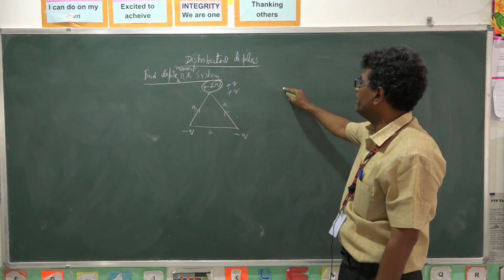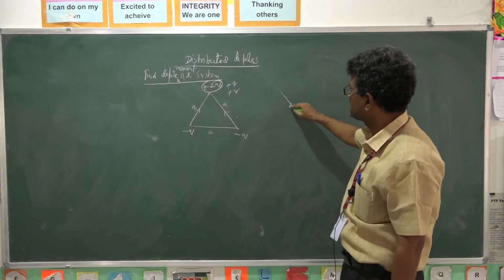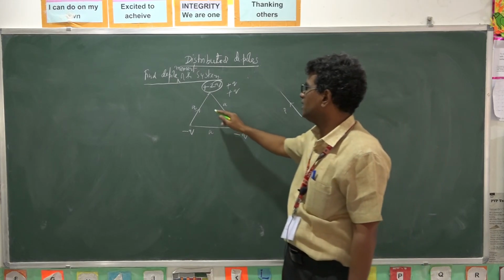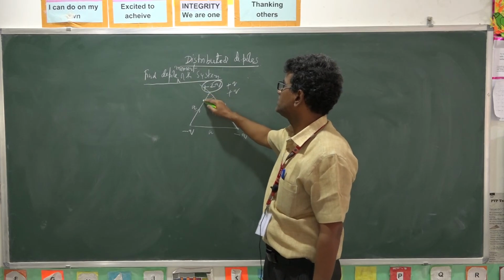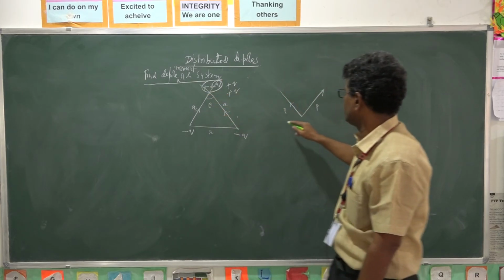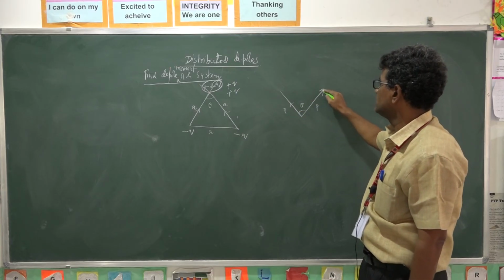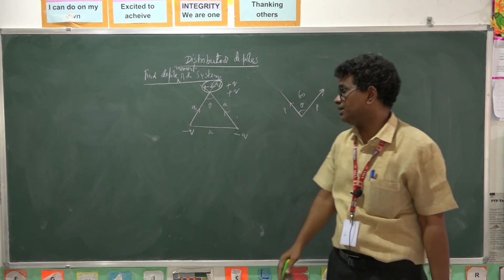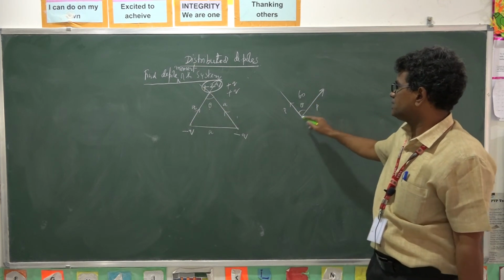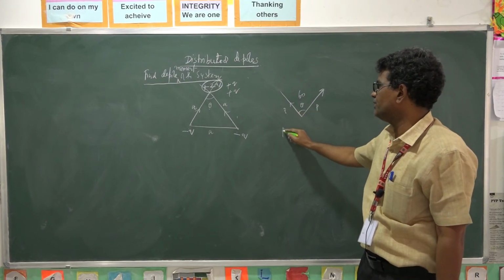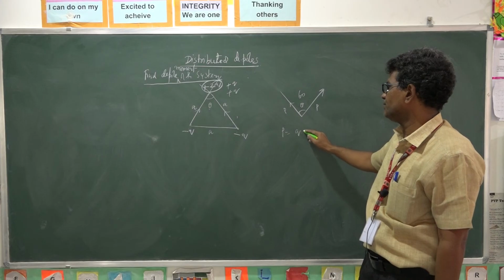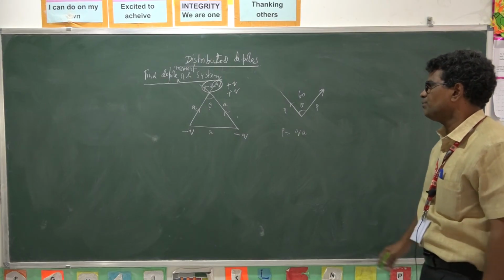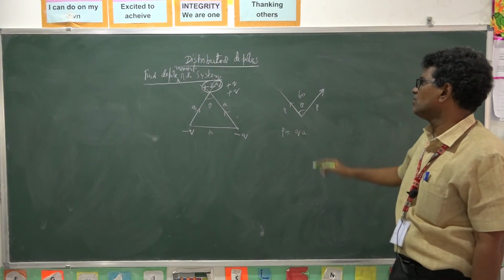So the net dipole moment: one will be like this and another will be like this, each P. What is the angle between them? This angle theta is 60 degrees, since in an equilateral triangle each angle is 60 degrees. Dipole moment we can define as q into separation. The separation between the charges is A. So the dipole moment has magnitude P is equal to q into A.